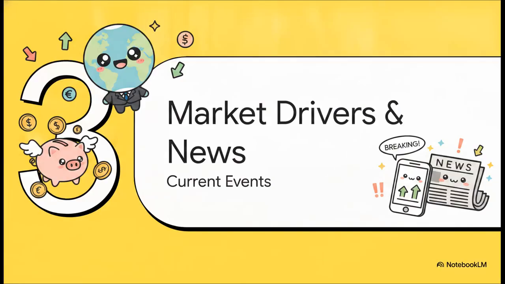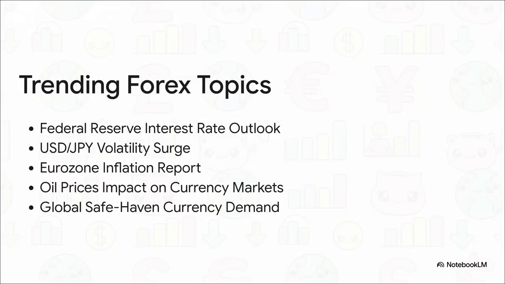Section 3. Market Drivers and Breaking News, Current Events. Now, what we've got here are the major global macro factors causing some serious turbulence right now. These are the gears actually turning the global machine today. We've got the Federal Reserve interest rate outlook keeping everyone totally on their toes. We're seeing a massive volatility surge in the US dollar against the Japanese yen. We're also watching the Eurozone inflation report like a hawk, monitoring exactly how oil prices are rippling through currency markets, and tracking a huge surge in global safe haven demand.